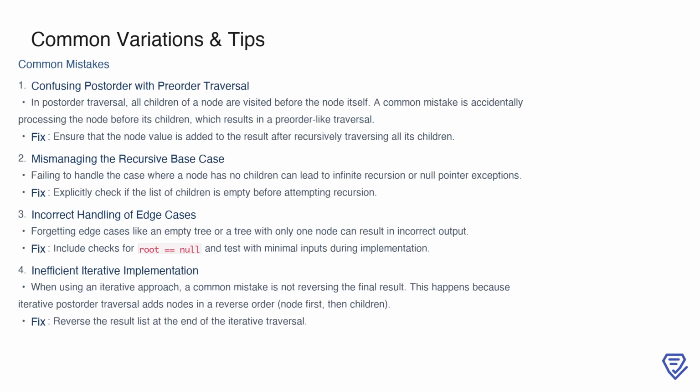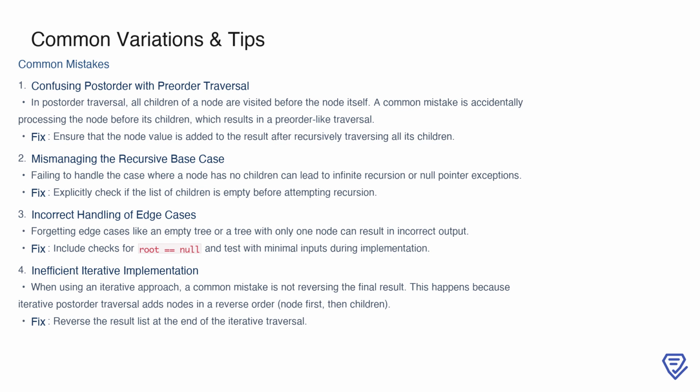When working on N-ary tree postorder traversal, there are a few common mistakes to watch out for. One frequent issue is confusing postorder with preorder traversal. Remember, in postorder, all the children of a node must be visited before the node itself. Processing the node too early, before its children, leads to a preorder-like traversal. To fix this, always ensure the node value is added to the result after all its children have been traversed recursively.